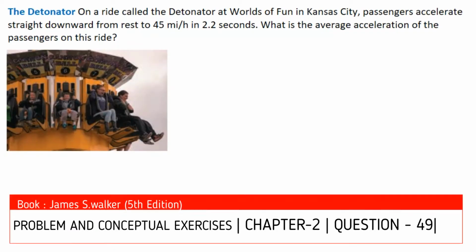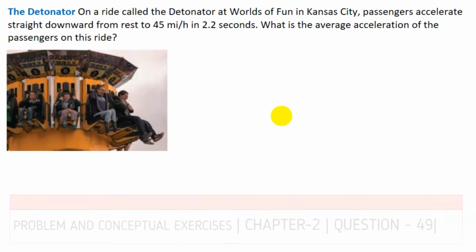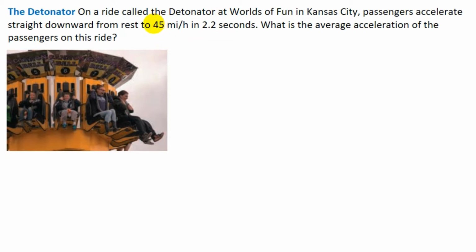So here we are given this detonator where people go for a ride and they accelerate straight downward from rest to 45 miles per hour in just 2.2 seconds. Now we have to calculate the average acceleration of the passenger on this ride. This question is very simple.